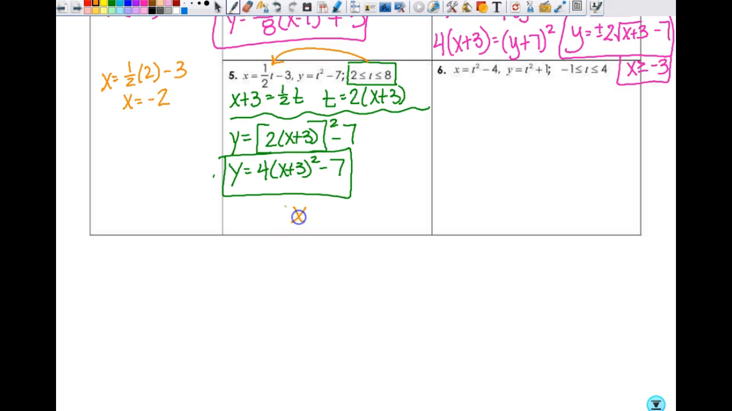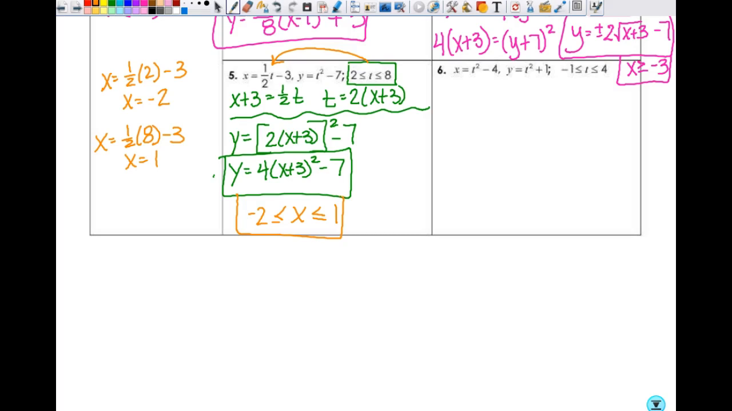So that means our x minimum would be -2, and then we have to figure out what the other side is. So I plug in the 8. x is equal to 1/2 times 8 minus 3. So that means x equals 1. So my restriction on my domain is that x has to go from -2 to 1 because t is going from 2 to 8. Okay, does that make sense? You're always going to plug it into the x because x is the domain. Questions?